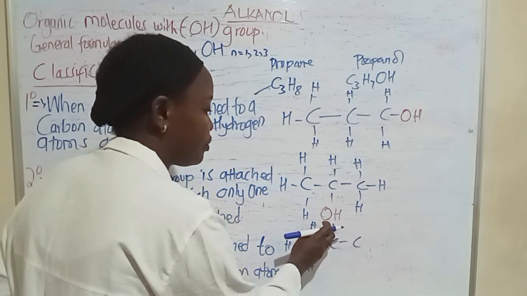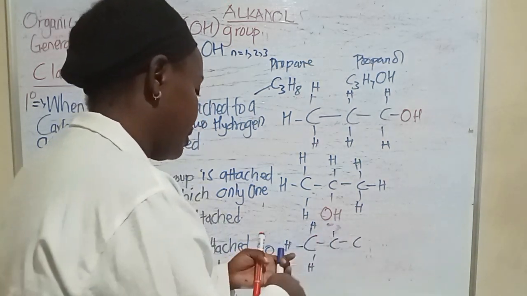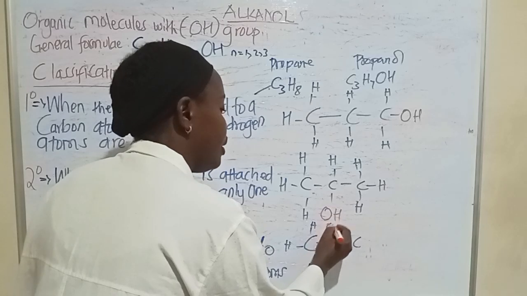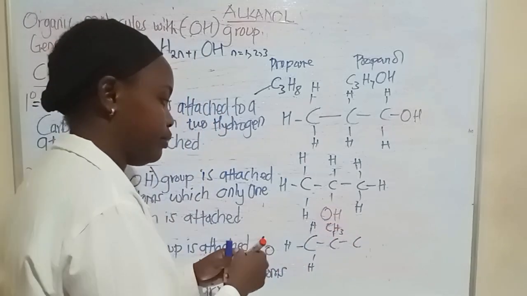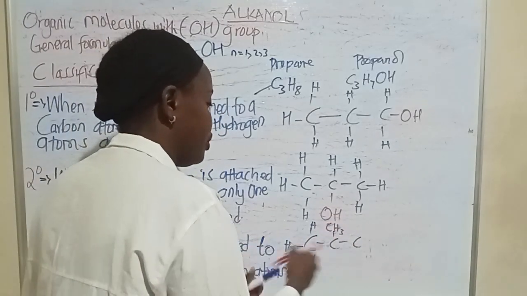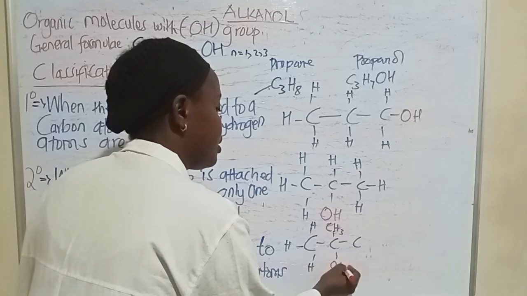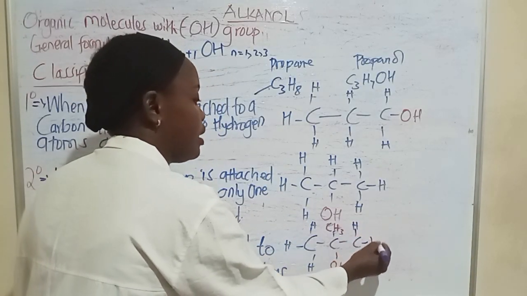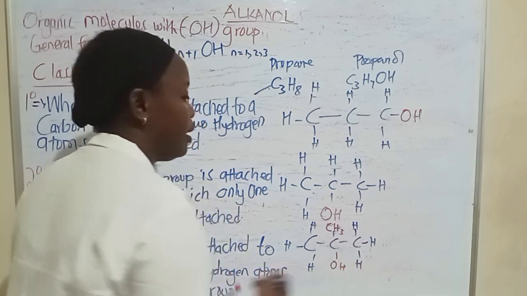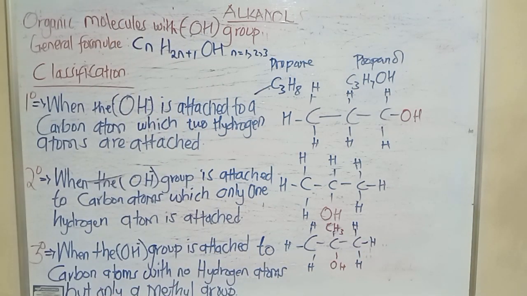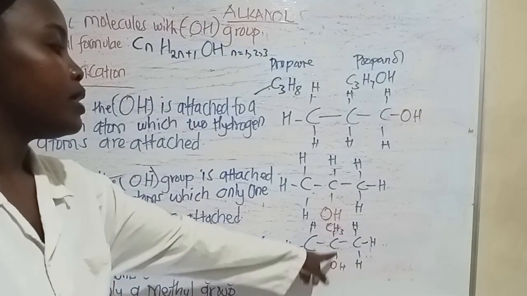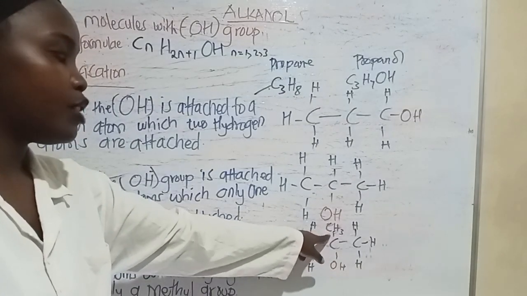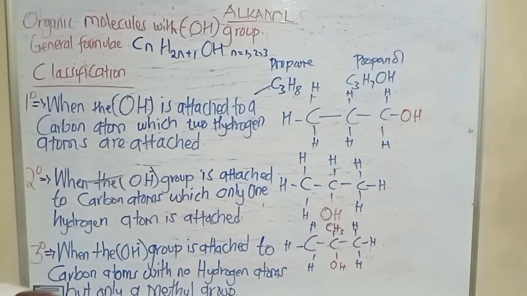Here we are going to write our methyl group, CH3, and then here we are going to write our hydroxyl group. Here we are going to have our hydrogen, hydrogen, and down there we're having our hydrogen. So this is a tertiary alkanol. As you can see, you have the hydroxyl group attached to a carbon atom which is again attached to a methyl group. So those are the classifications of alkanols.